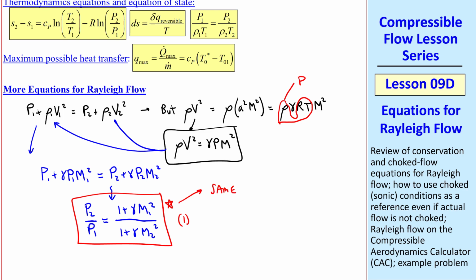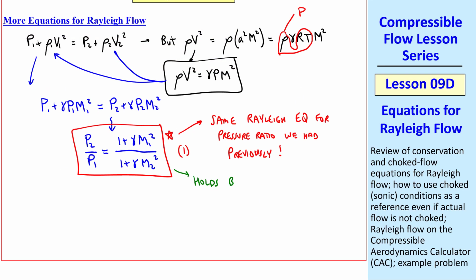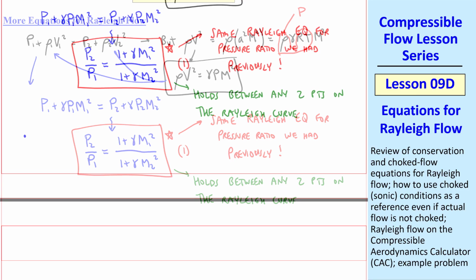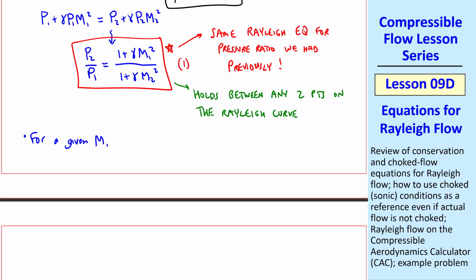Alert students may recognize that this is the same Rayleigh equation for pressure ratio that we had previously when we derived the Rayleigh curve talking about normal shocks. This equation holds between any 2 points on the Rayleigh curve. Also note that for a given state 1 with Mach number M1, M2 approaches sonic conditions as we increase the heat transfer rate, whether the flow is subsonic or supersonic.